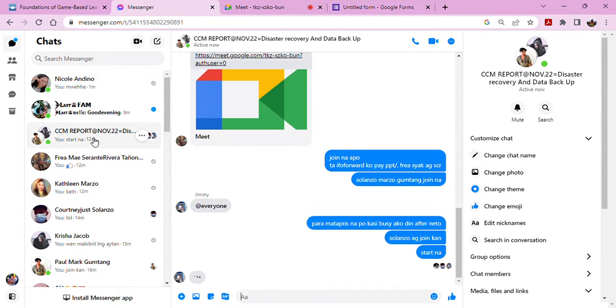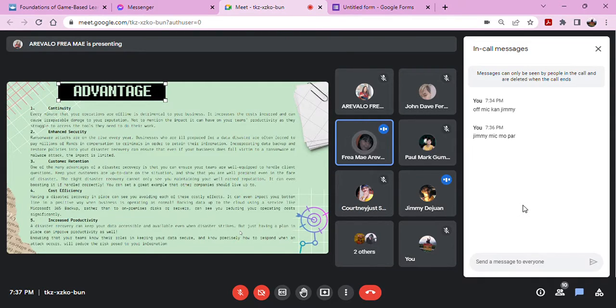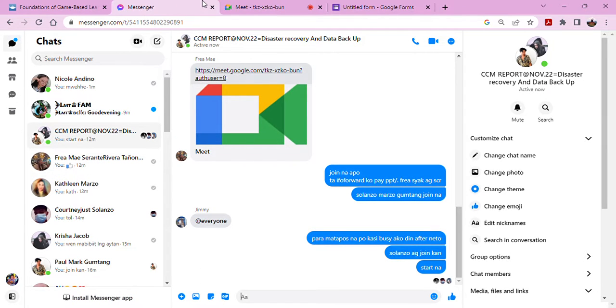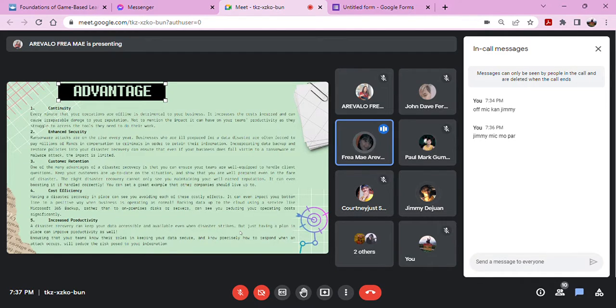Next is cost and efficiency. Having a disaster recovery in place can see you avoiding each of these costly effects. It can even impact your bottom line in a positive way when business is operating as normal. Backing data up to the cloud using a service like Microsoft 365 backup, rather than to on-premise disk or servers, can see you reducing your operating costs significantly.